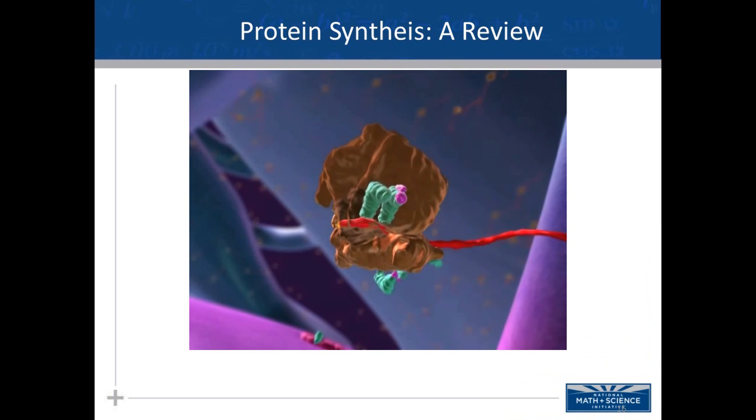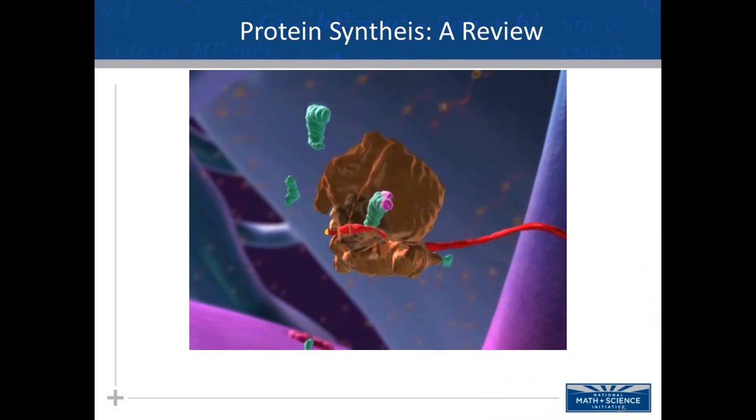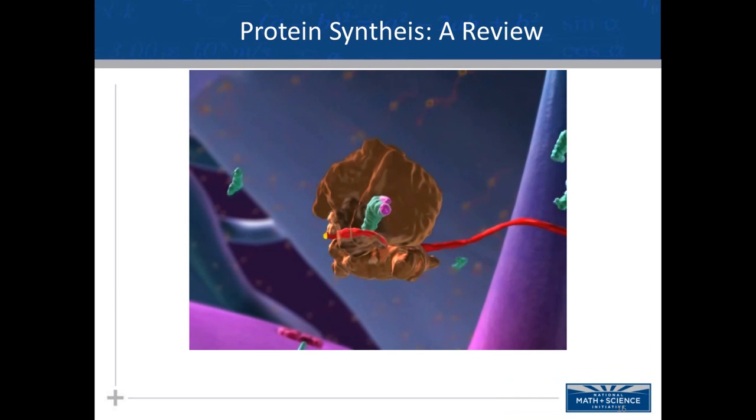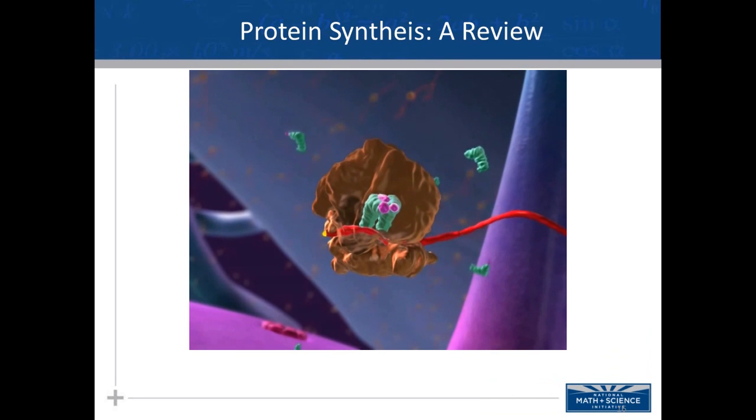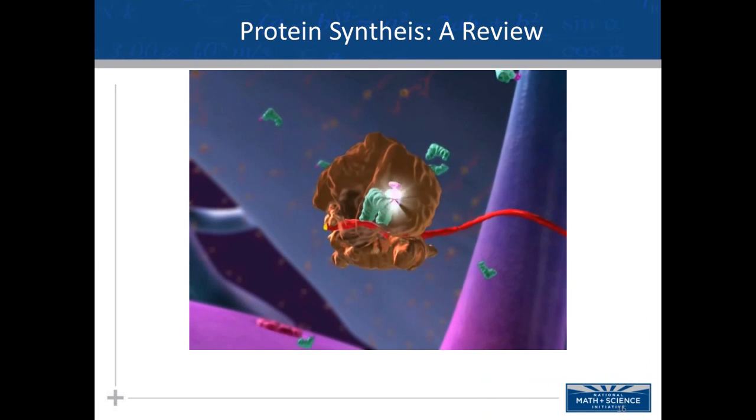The mRNA shifts, and the first tRNA leaves. A new tRNA brings another amino acid. The ribosome helps to form a new bond, and the process is repeated.